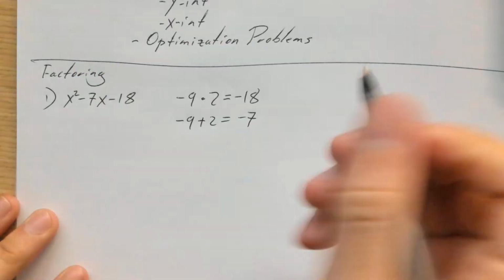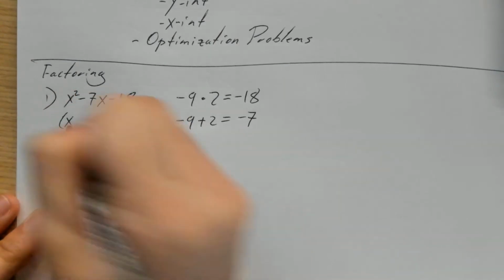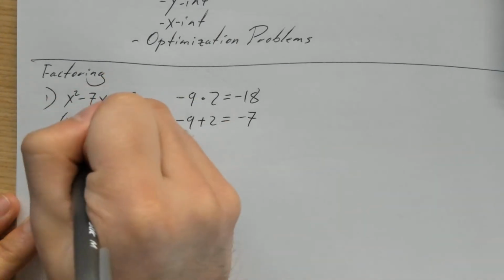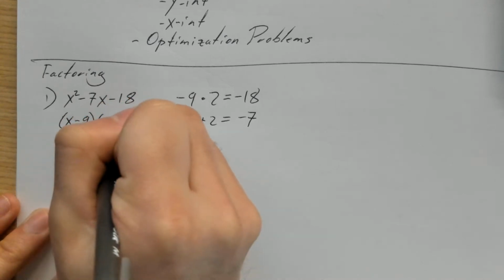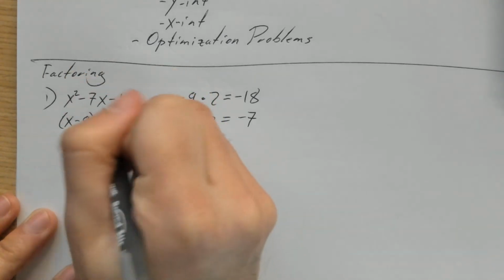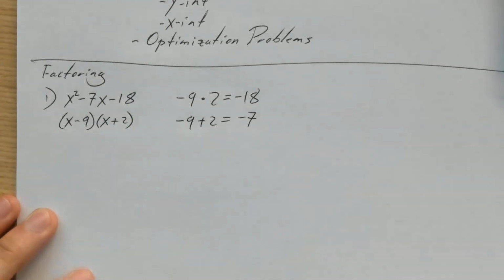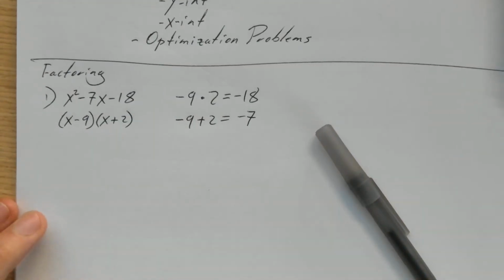Minus 9 and 2. Guys, the factors are going to be x minus 9 and x plus 2. That's it. We did it. That's how we factor a quadratic function. That's one way of factoring a quadratic function. If you're looking for the values of x, they have different names. We call them x values, we call them x-intercepts, we call them zeros.